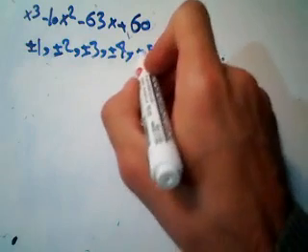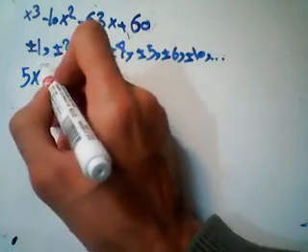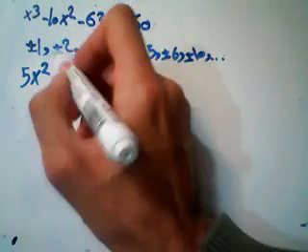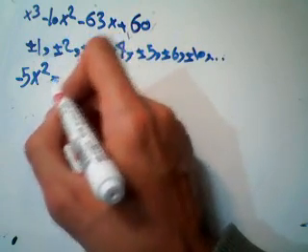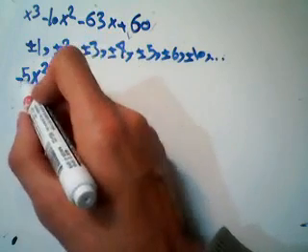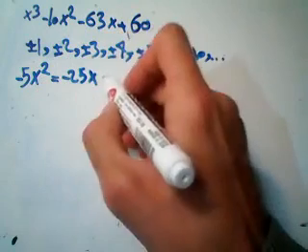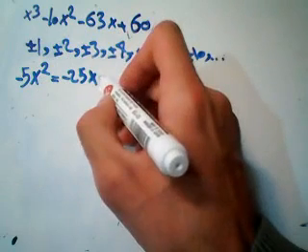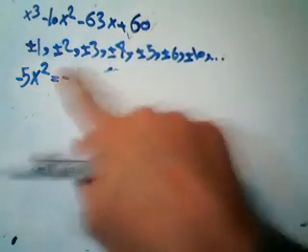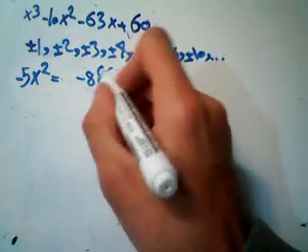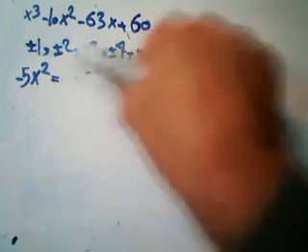Let's do that for plus and minus 5. The first one by the method would be 5x squared minus 10x squared, minus 5x squared, and this is 5 times minus 5, minus 25x, minus 63x, which is minus 88x plus 60. Substituting 5 doesn't make it 0.